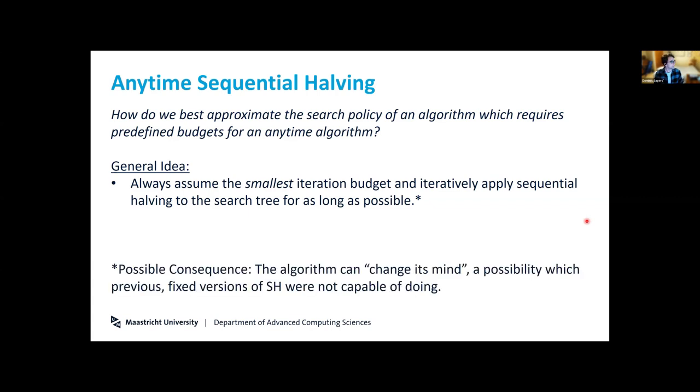Next slide. Oh yeah, the possible consequence of this is that the resulting tree won't be completely uniform or symmetrical compared to the original sequential halving, because sometimes, due to playing sequential halving from the root node and going down, we give the algorithm an opportunity to change its mind in a way.